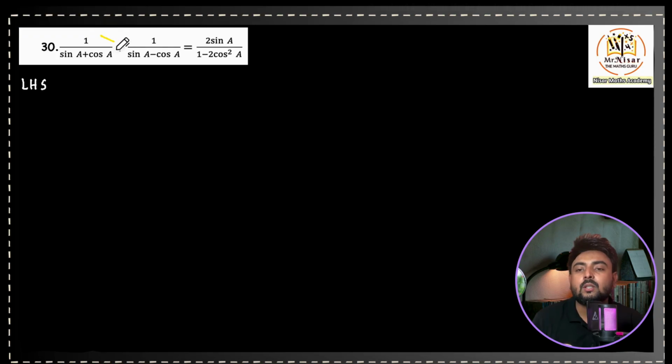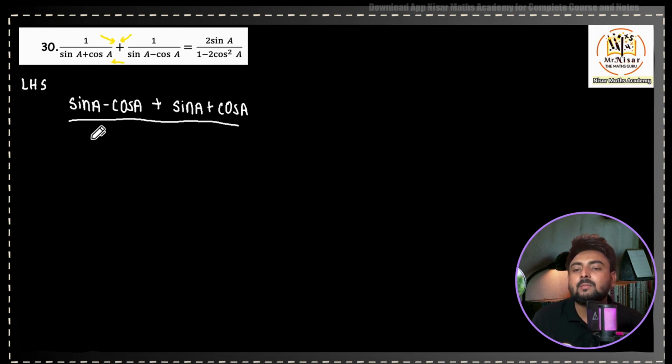A lot of times I explained to you, this will be multiplied with this, this will be multiplied with this, and the denominators will be multiplied. So I'll write here 1 into sine a minus cos a, it will be sine a minus cos a, plus 1 into sine a plus cos a, it will be sine a plus cos a upon a plus b into a minus b, it becomes a square. See, same terms with the opposite sign, it is a plus b into a minus b, so it becomes a square minus b square.